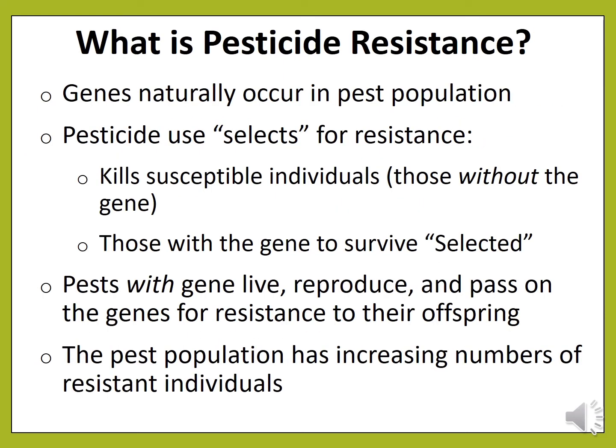The genes naturally occur in the pest population. The pesticide does not create a mutation, does not cause these genes to occur. They are already present in the population of pests. What happens is that the pesticide use will select for resistance.